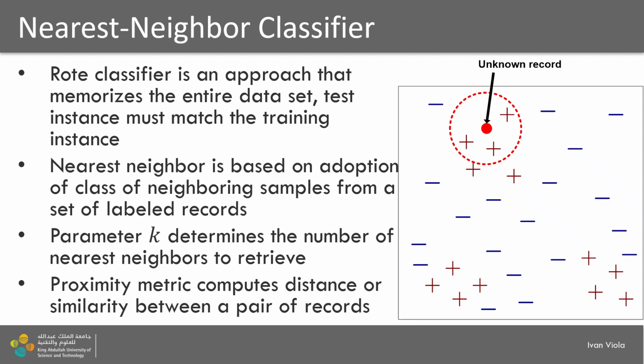Or we also refer to it as the KNN. K means that we are interested in K nearest neighbors. So let's start describing how this technique works. This technique is a very simple classifier.